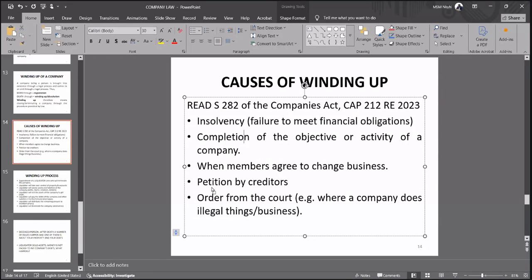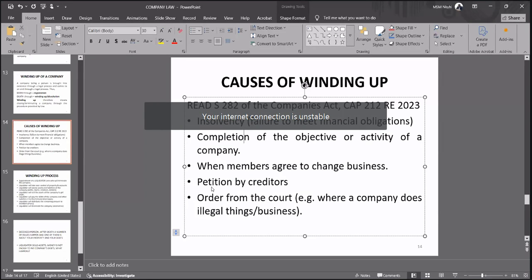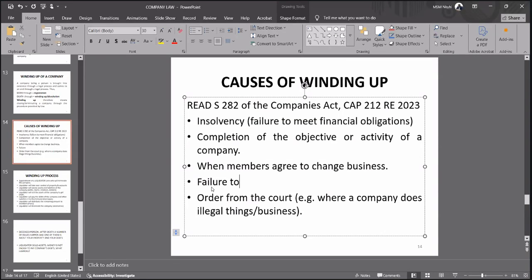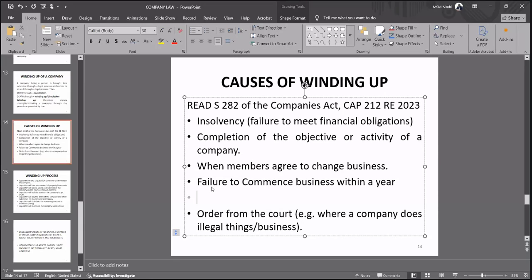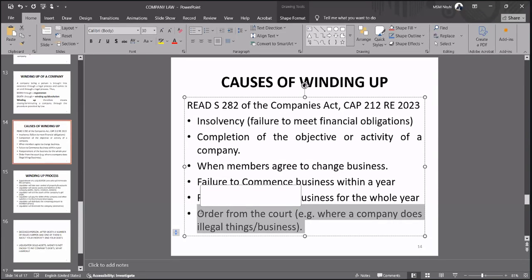Insolvency, completion of the objective, members agree to change business, failure to commence business within a year. This is just one of the reasons. Postponement of the business for the whole year. This is just one of the reasons. Then we have the number of members falling below the required minimum.